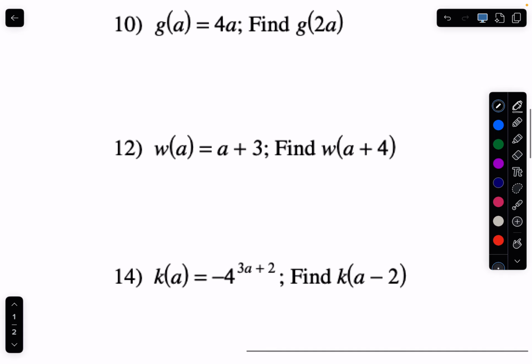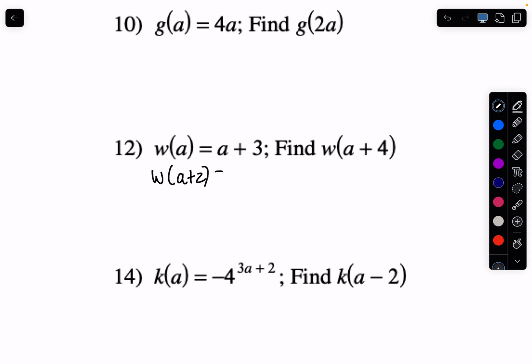Let's do 12. Now for 12, same thing. Rewrite the function underneath where the original function a was sitting. In this case, I'm going to put an a plus 4 in parentheses.